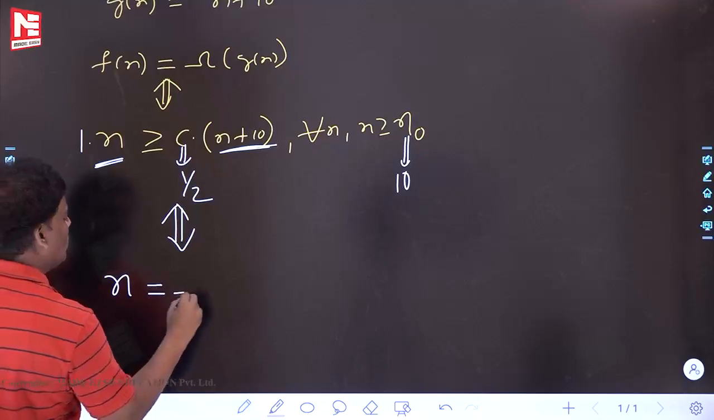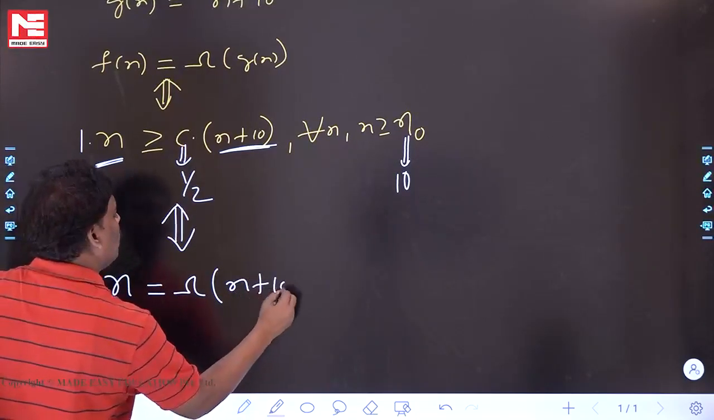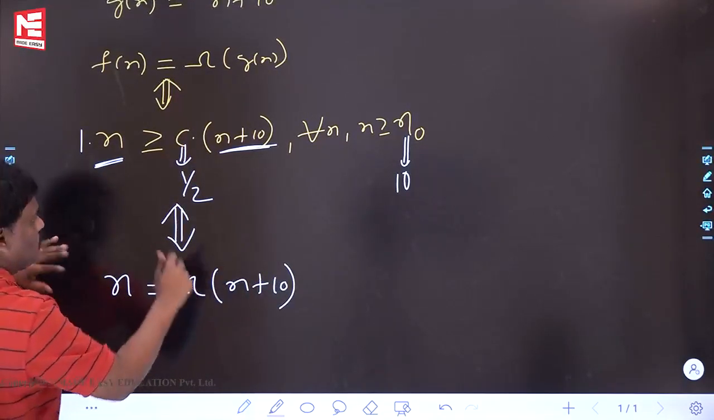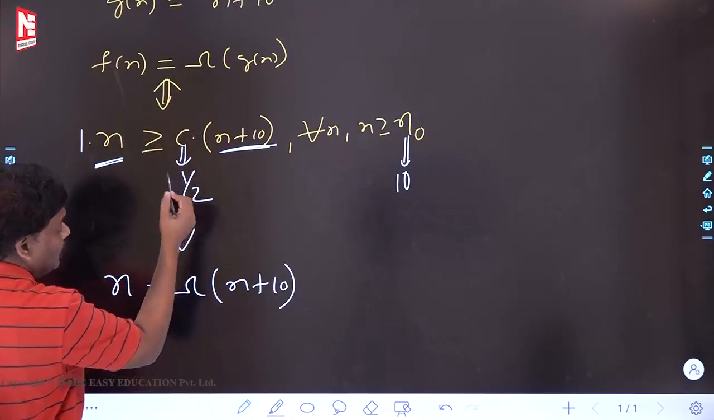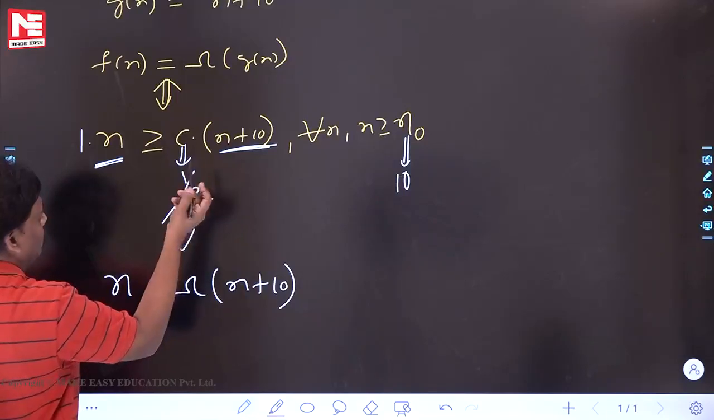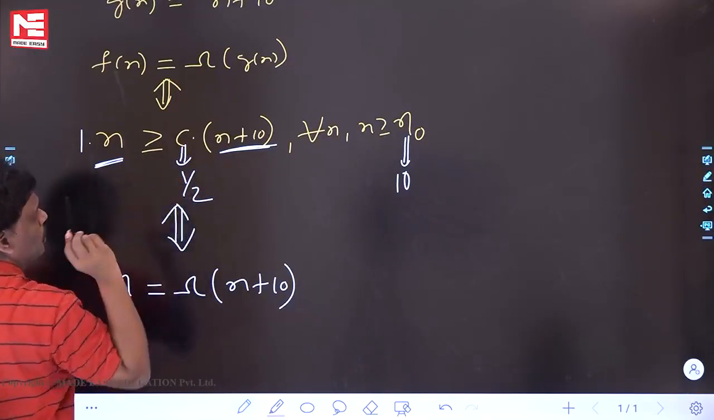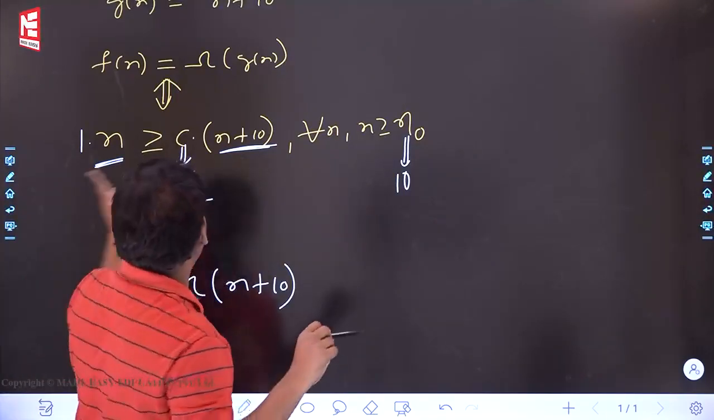N is omega of N plus 10. I am able to say. If you want to say, this condition should be satisfied. Yes, satisfied. Which is the C value? 1 by 2. Is there only 1 by 2 or many? Many may be there, right? For some constant C, 1 by 2, N0 is 10, this relation holds good.